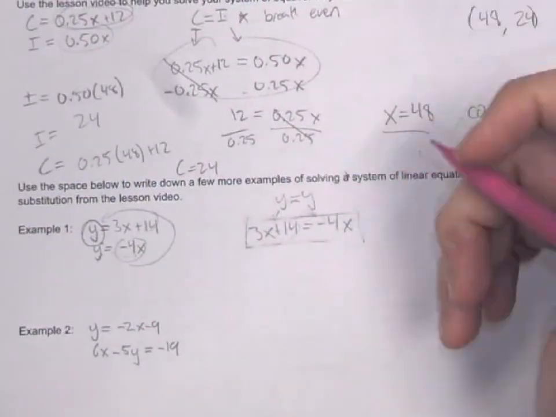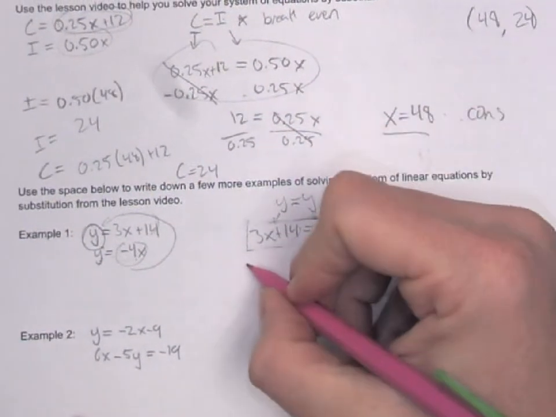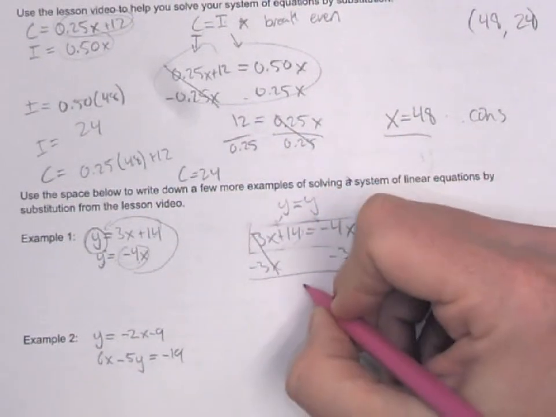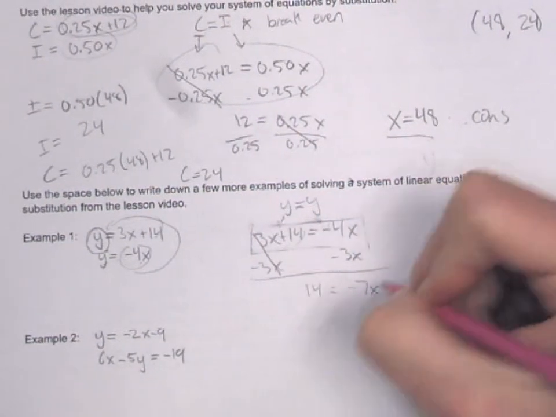Okay. So let's get all the x's together. Okay. So I'm going to subtract 3x from this side, subtract 3x from this side. So 14 equals negative 7x.